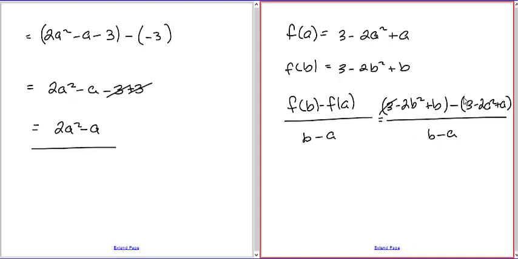And you see the 3 here cancels out with the negative 3. We've got to make sure we multiply these by the negative sign. So first one, we'll get negative 2b squared plus b. Here we'll get negative, so it becomes plus 2b squared. And negative times a positive is negative, so we get negative a. And then you divide the whole thing by b minus a. And that's really all you can do at this point.